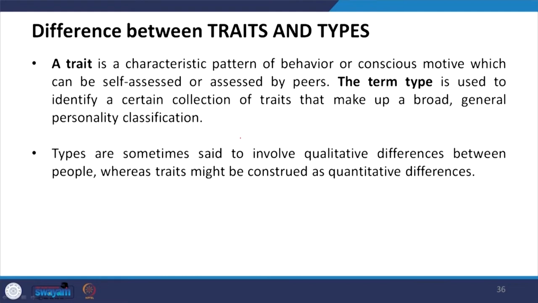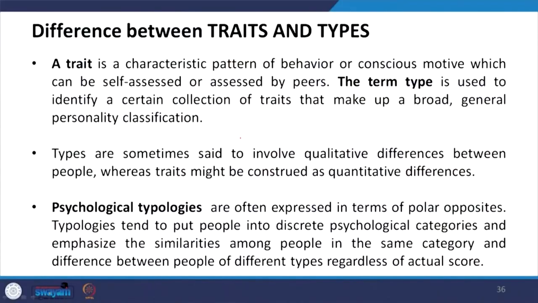The term type is used to identify a certain collection of traits that make up the broad general personality classifications. As we have talked about the personality traits and then the Big Five model, like openness, extroversion, agreeableness, all these personality traits, whenever they are there, collectively they will form a type of personality. And these psychological typologies are expressed in terms of polar opposites, and the typologies tend to put people into different categories.